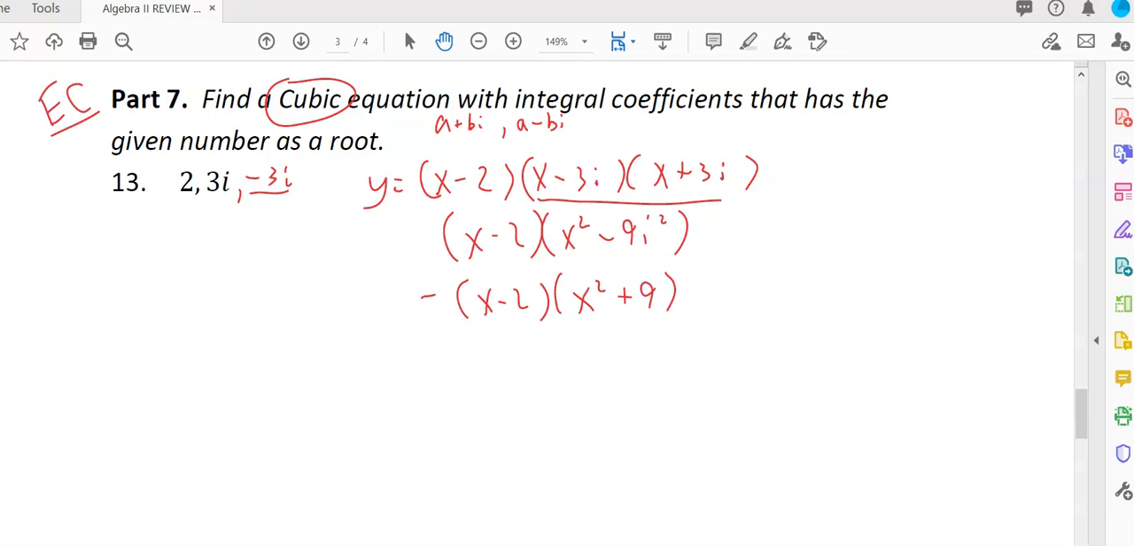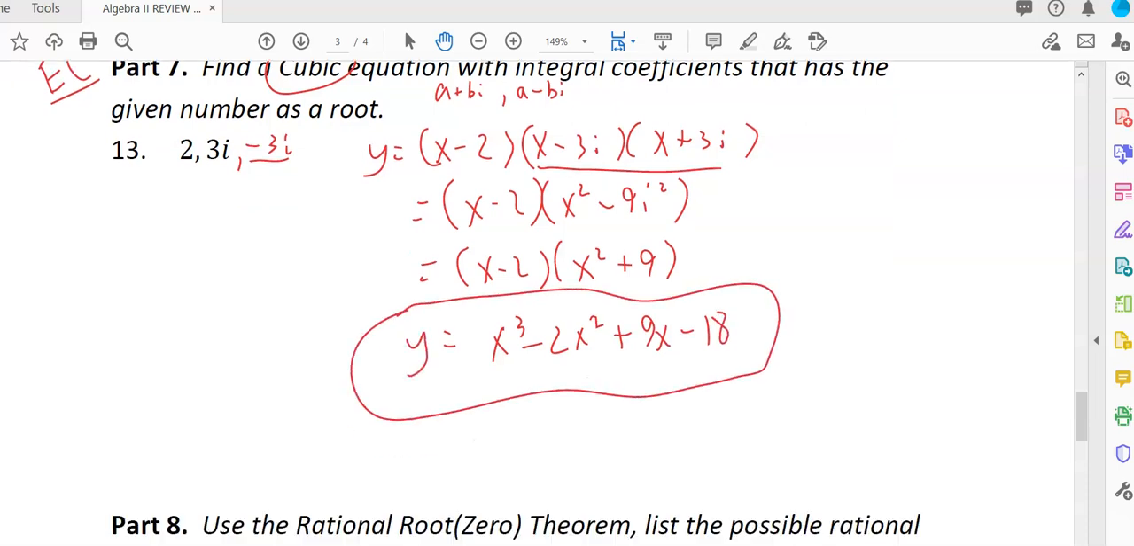So now I'm going to FOIL those two guys together. So I get x to the third minus 2x squared plus 9x minus 18. And that would be my polynomial in standard form.